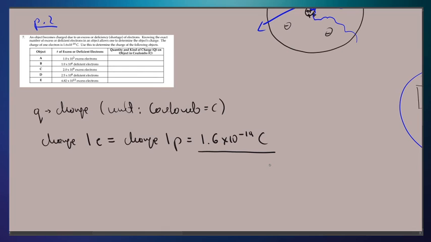So charge of an electron is the same as the charge of a proton. The only difference is the quality of a charge. So charge of an electron is going to be negative. This is just by convention. Charge of a proton is going to be positive, and that's just by convention, but numerically they're the same, 1.6 times 10 to the minus 19 coulombs.